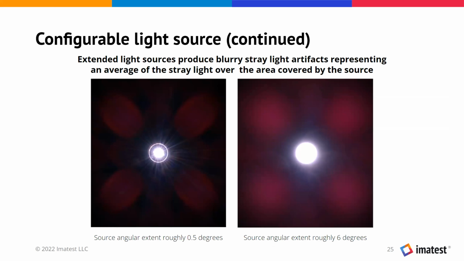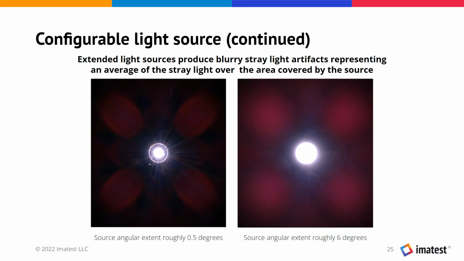And then this is demonstrating the effect of the iris or the source object size. What we've seen here in the lab is that using extended light sources, so larger angular extent, will produce blurrier stray light artifacts or more akin to veiling glare. And these artifacts are representative of the stray light over the area that's covered by the source.